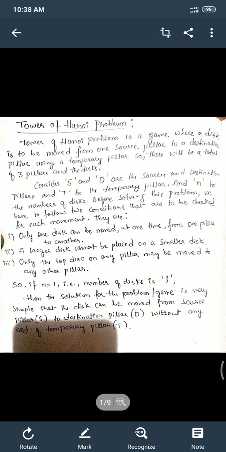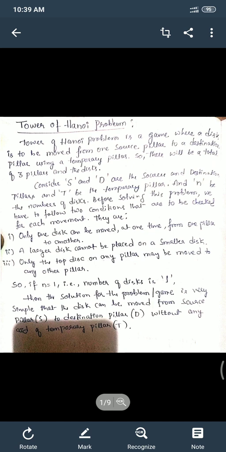The first condition is only one disk can be moved at a time, from one pillar to another pillar. The second condition is a larger disk cannot be placed on a smaller disk. And the third condition is only the top disk on any pillar may be moved to any other pillar. So in order to play this game we need to follow these 3 conditions.